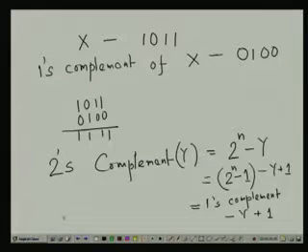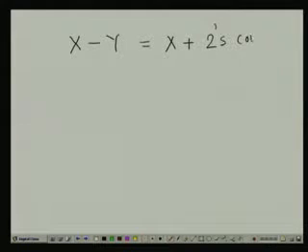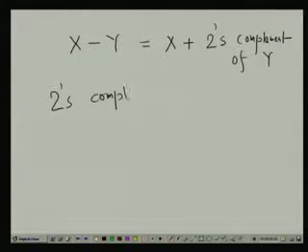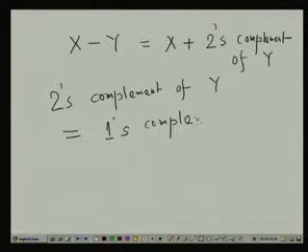So, what we can do is, if I now want to add x, then x minus y will be x plus 2's complement of y, and what we have defined, the 2's complement of y is 1's complement of y plus 1, and the overflow is neglected.